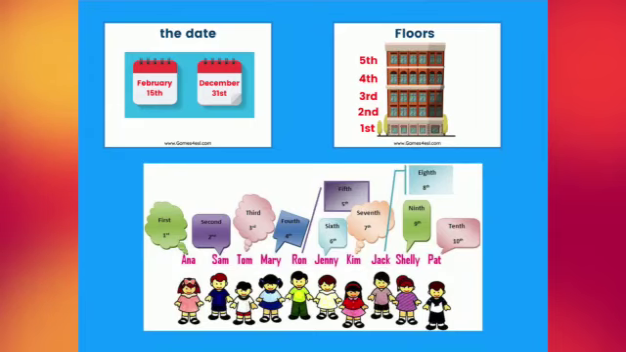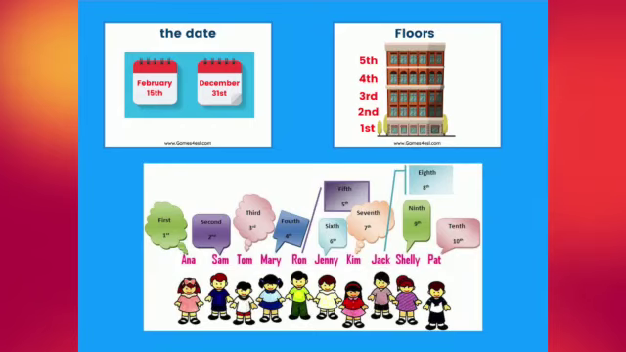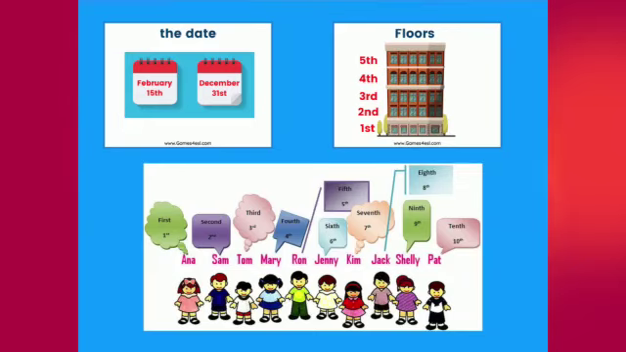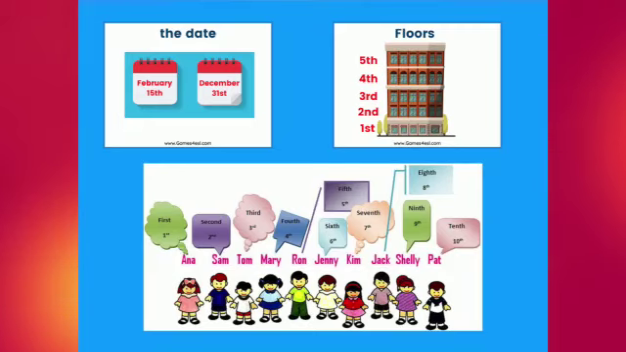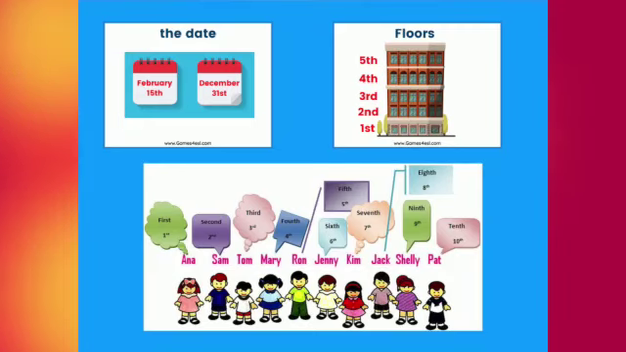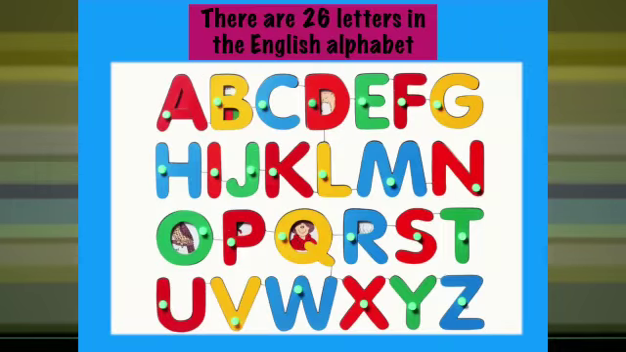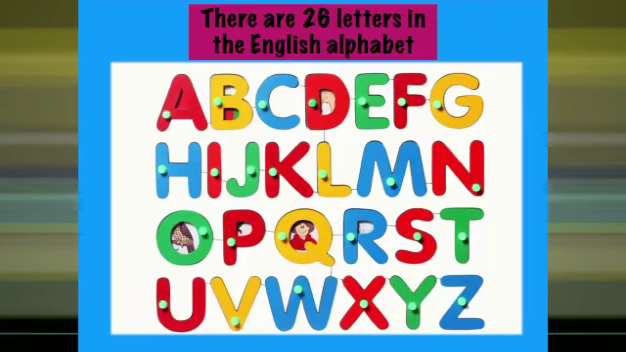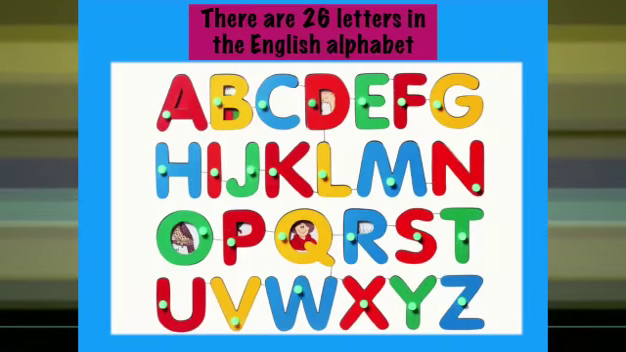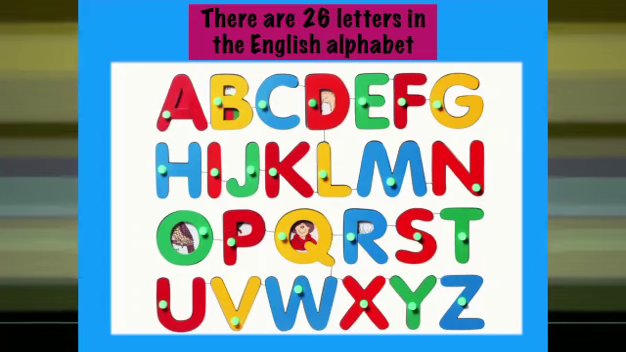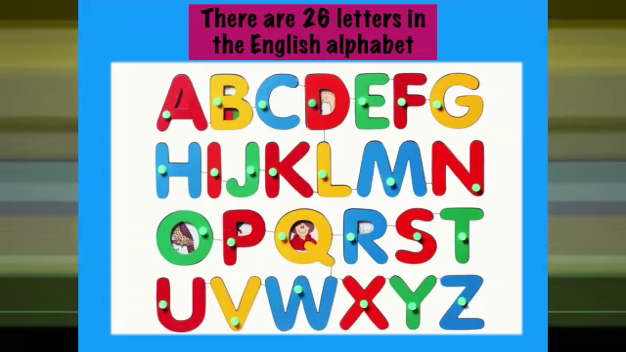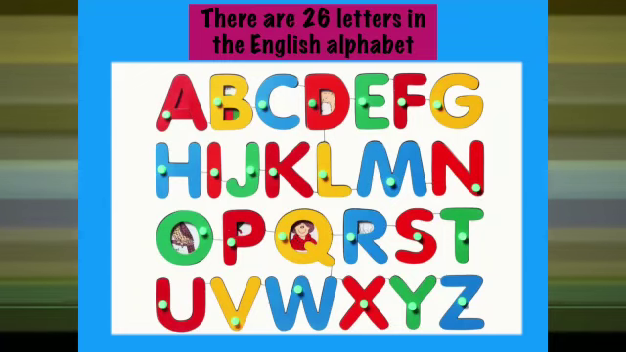Let us understand it through the third example, like Anna is at first position. We can say it clearly that Sam is at second position. Mary is at fourth position. Jenny is at sixth position. Jack is at eighth position. Pat is at 10th position. There are 26 letters of English alphabet, in which A is the first letter, B is the second letter, C is the third letter, and so on.